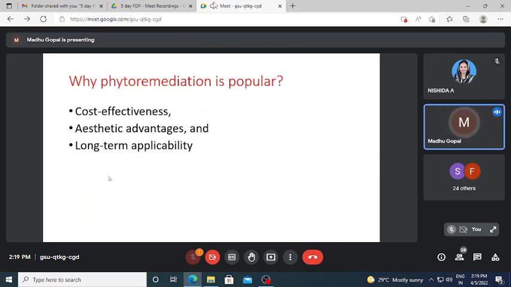Then why is it so popular? There are three reasons. One is cost effectiveness, because you can go for vegetation. It is not a costly affair. Planting trees is not an expensive thing. So, cost effectiveness.